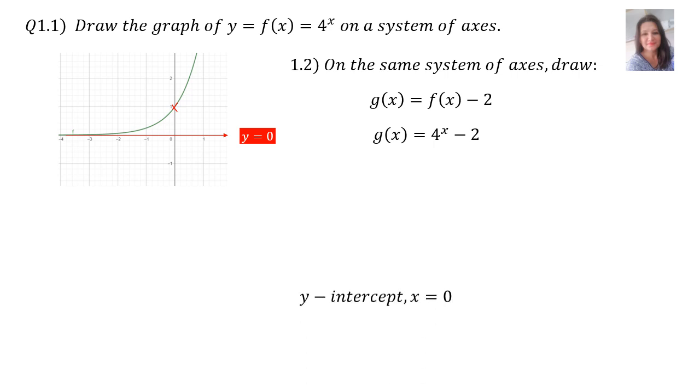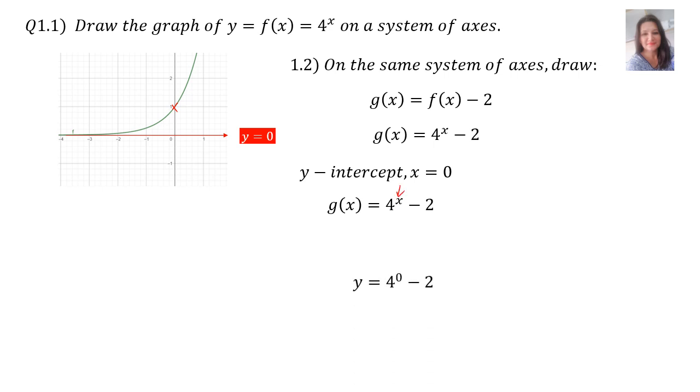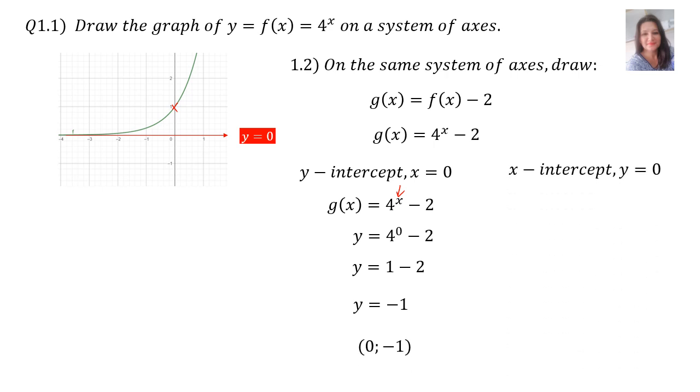And now, when we sketch this one, y-intercept, make x 0. There's your equation, and in x's place, we make the x 0. 4 to the 0 minus 2, anything to the 0 is 1, minus 2, y is negative 1. Therefore, your y-intercept is the point (0, -1).